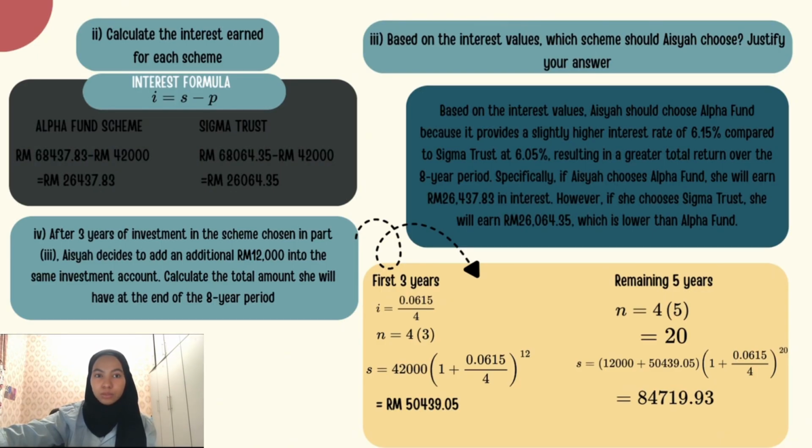So for question 4, after 3 years of investment in the scheme chosen in part 3, Aisha decided to add an additional 12,000 into the same investment account. Calculate the total amount she will have at the end of the 8 year period.